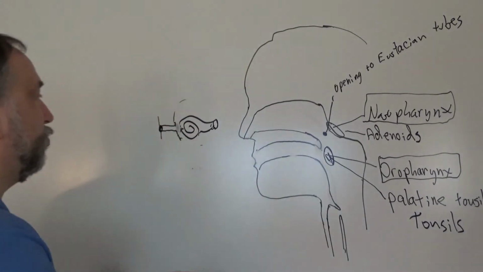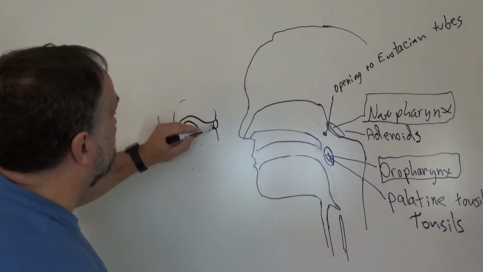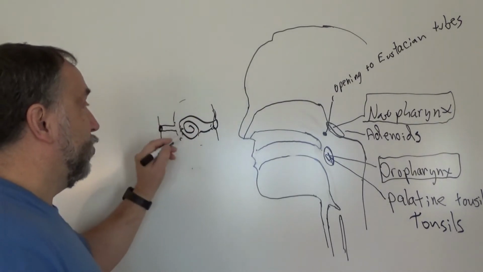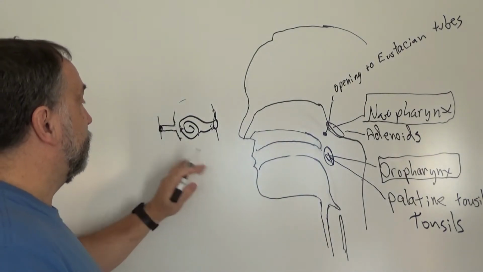That way it can equalize the pressure in the inner ear, because this here is airtight. With this being sealed, the only way that you can equalize pressure is through the eustachian tube. So it's an important opening. But on children, this is how it looks.